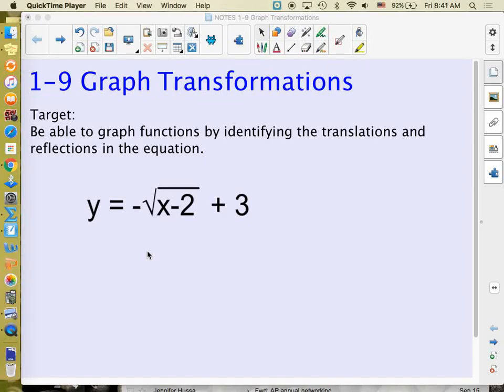This is the lesson video for 1-9, day 2 on graph transformations. Our goal is to be able to graph equations using what we know about the transformations of functions, specifically translations and reflections, but we will see a little bit with dilation in here as well. So that function that you see, the y equals, is just something that by the end of this we'd like to be able to graph using what we know about our transformations.